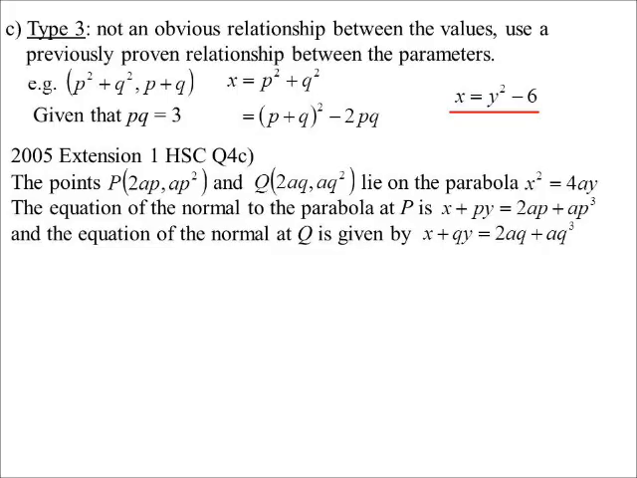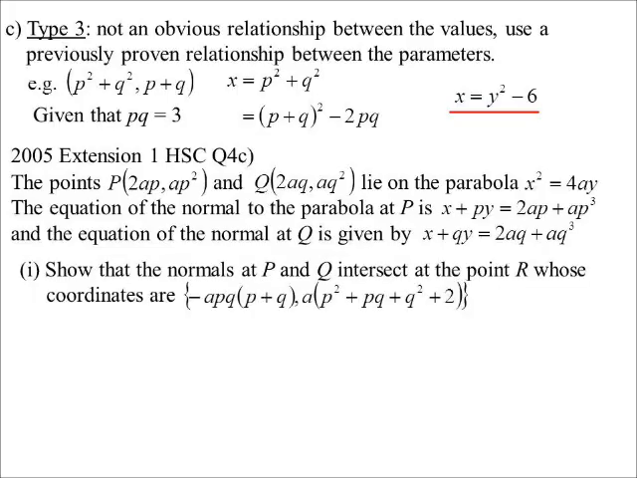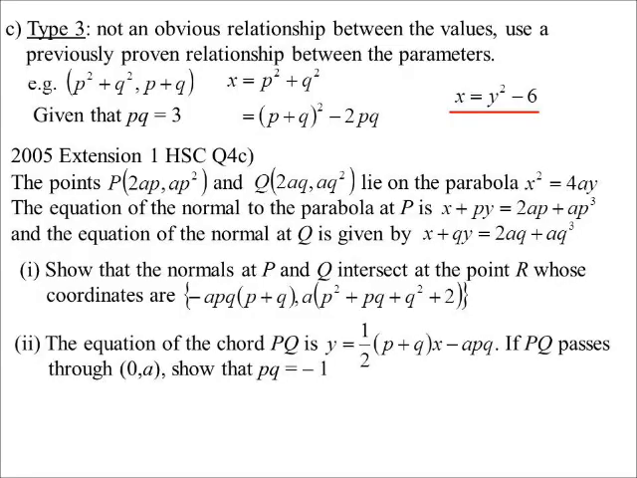So standard setup: 2AP, AP squared, 2AQ, AQ squared, on our basic parabola, x squared is 4AY. They gave us the equation of the normal, so we didn't have to work it out. And then, of course, the normal at Q must turn out to be x plus qy, and so on. So the first part of the question was, show that the normals intersect at our typical point of intersection. Well, I'm not going to bother doing that, because we've done that sort of question before.